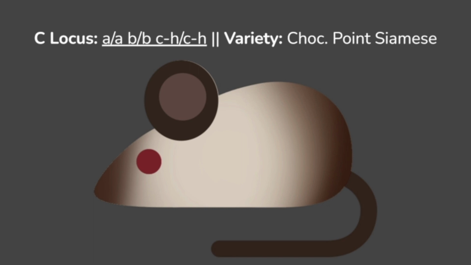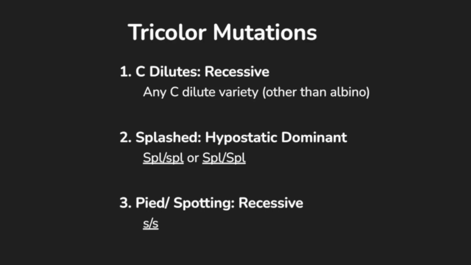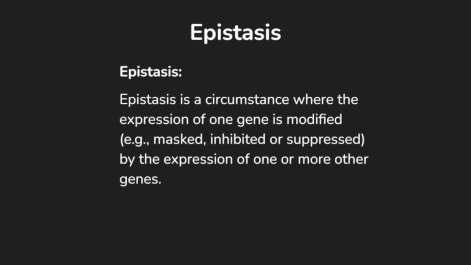A chocolate Siamese would have chocolate splashes because it only undoes the C dilutes, not any other mutation. It's very heavily linked with the C-locus. And you also need splashed, which is a dominant hypostatic allele. Hypostatic just means that it's part of epistasis.